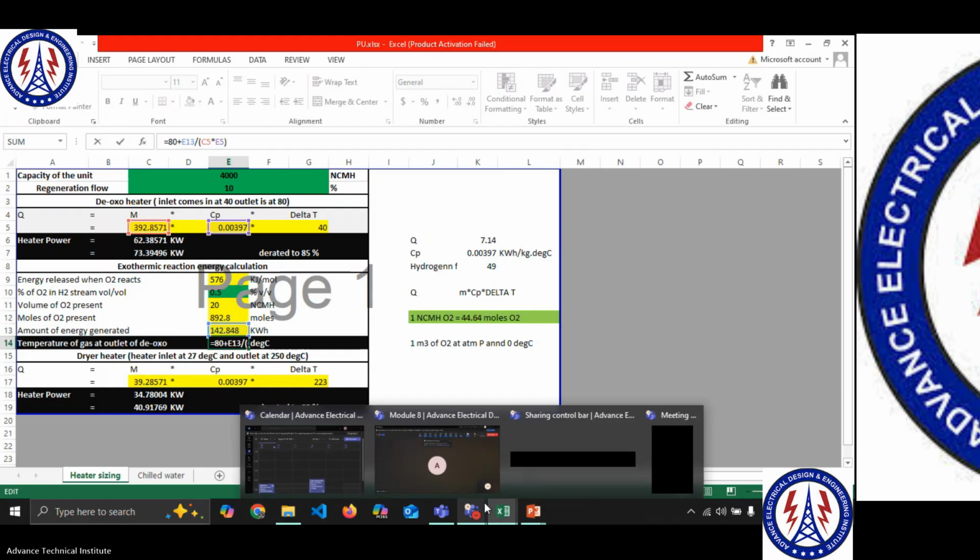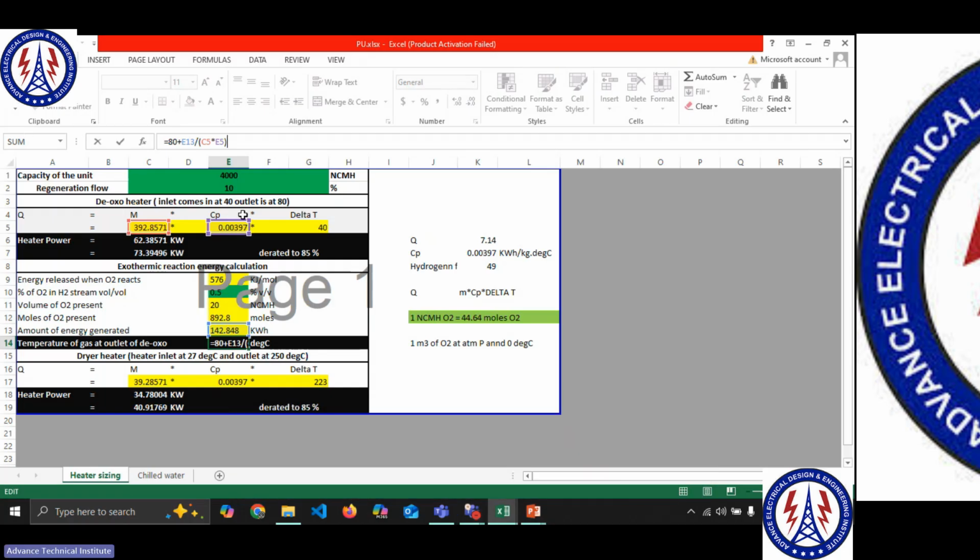No, because it is showing me 80 plus E33. I am not able to see the absolute value. See, we know Q, we know M, we know Cp. The only unknown is delta T. So we need Q divided by M and Cp. That will give me delta T, the temperature difference. My actual temperature is delta T plus 80.